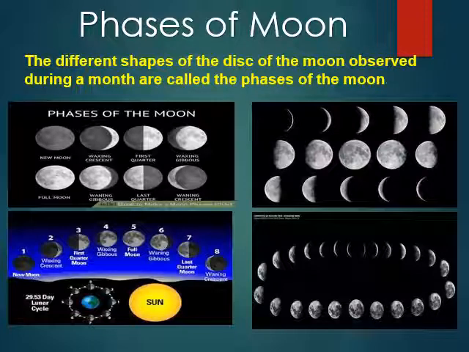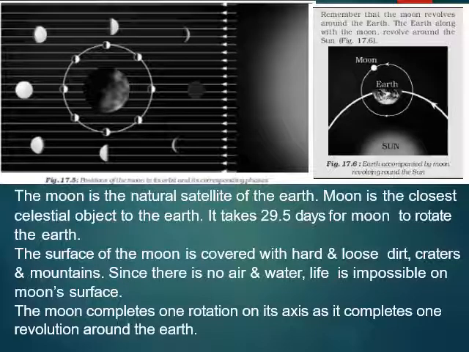Phases of moon. The different shapes of the disk of moon observed during a month are called the phases of the moon. You can see in the pic different phases of the moon. The moon is the natural satellite of Earth. Moon is the closest celestial object to the Earth. It takes 29.5 days for moon to rotate around the Earth.